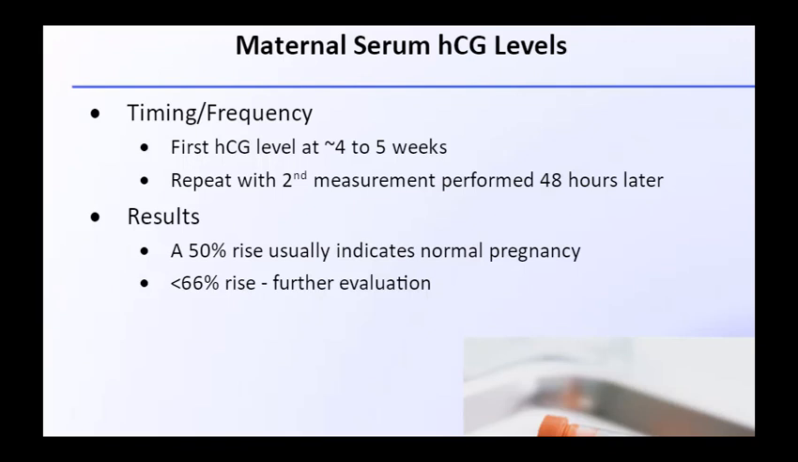Although a higher initial level may predict a better outcome, higher levels produced by a multiple gestation can affect the interpretation of the initial result. A second measurement can be performed 48 hours later. A 50% rise usually indicates a normal pregnancy, but significant errors in measurement do occur because the levels are so high. Failure to rise at least 66% may prompt further evaluation to rule out an ectopic or non-viable pregnancy. The timing of the first HCG measurement may be modified based on the mode of conception, such as spontaneous, intrauterine insemination, or in vitro fertilization.